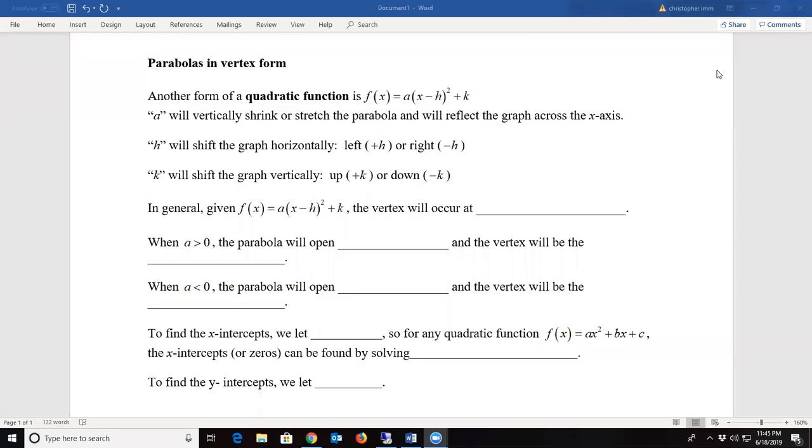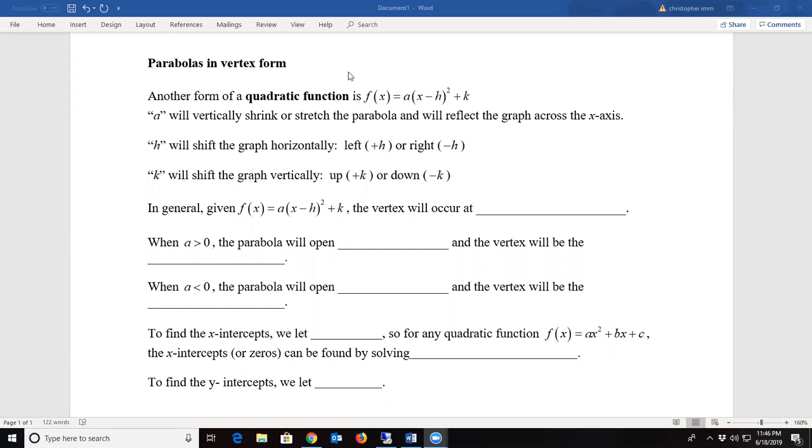Hello, we're going to be looking at parabolas in vertex form. This is a way of taking our function f of x or y is equal to x squared and shifting that parabola to the right or left, up or down, and stretching it or compressing it vertically.